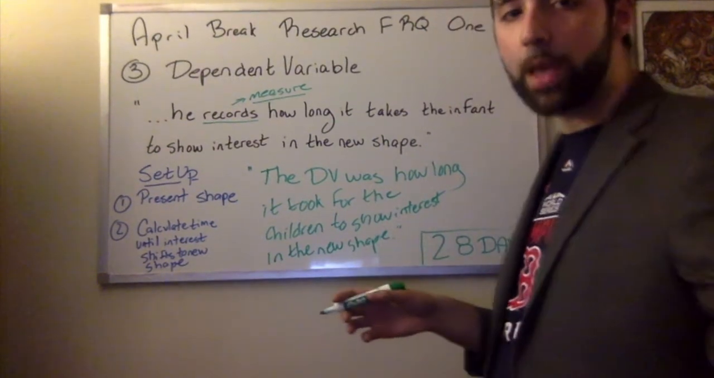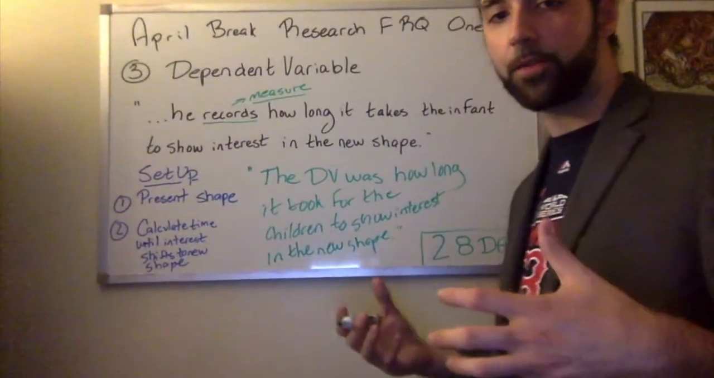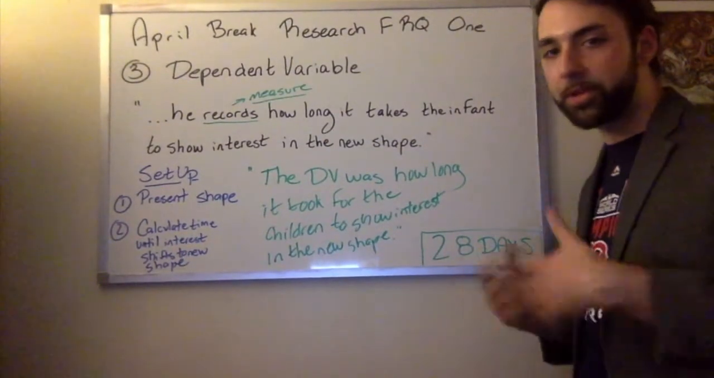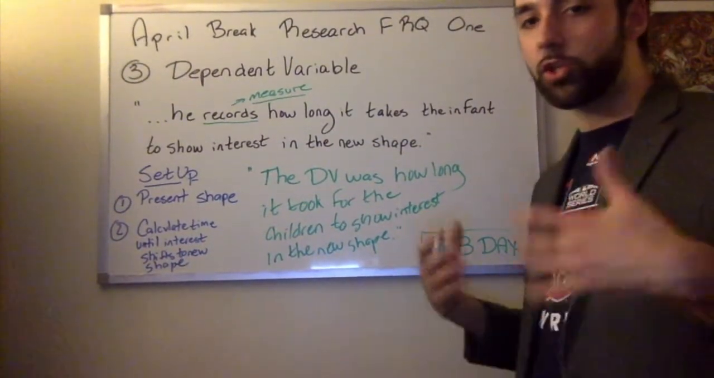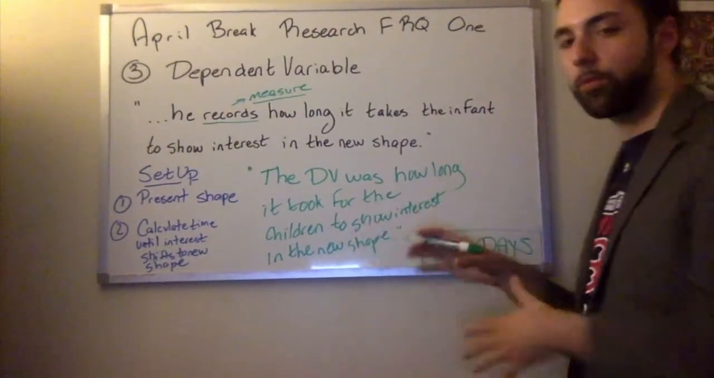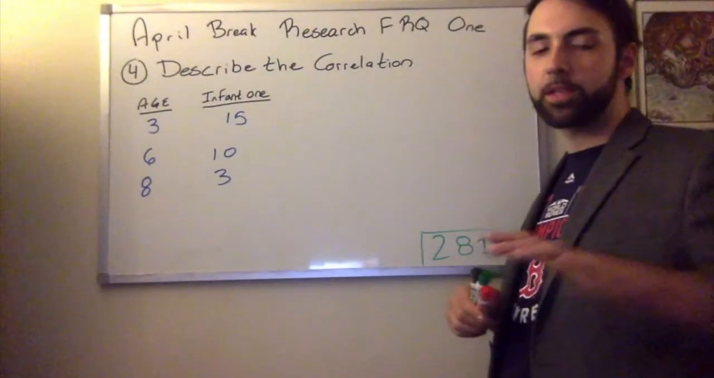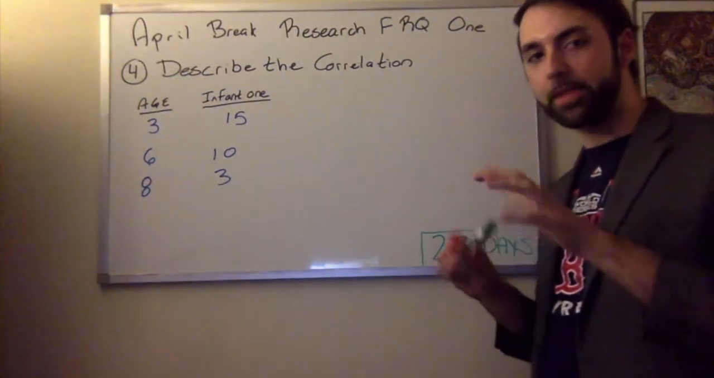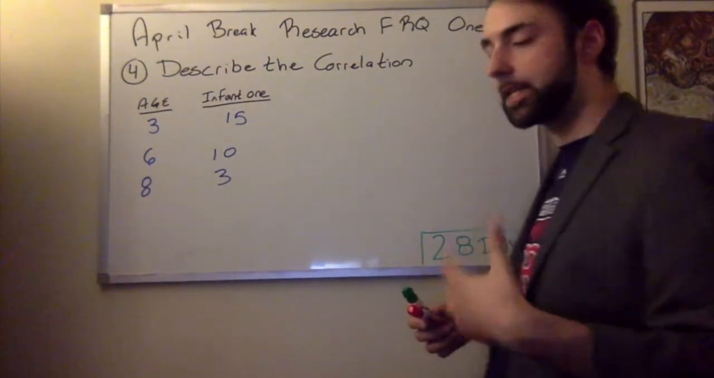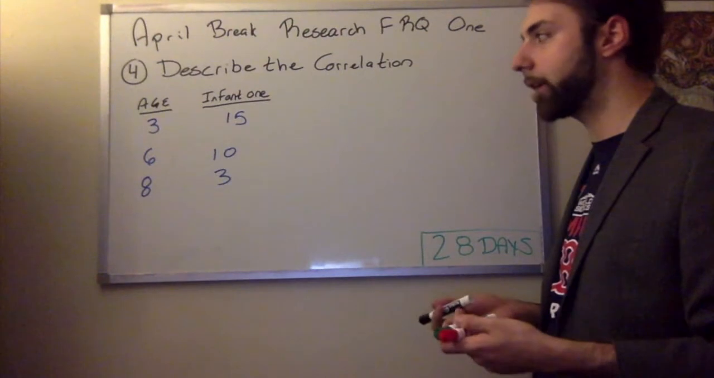There are several different ways that you could have approached this, or at least several different sentences that you could have used. You know, the dependent variable is the time it took the children to look towards the new shape. That's sort of what I have up here. The fourth bullet is a bullet that I haven't really shown you before, at least not in this manner, but I think it's a really important bullet to see, and it's a bullet that we'll try to practice as much as we can going forward.